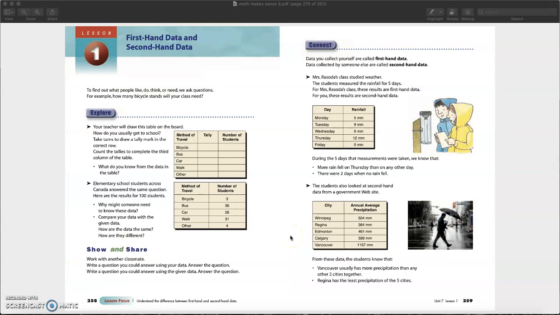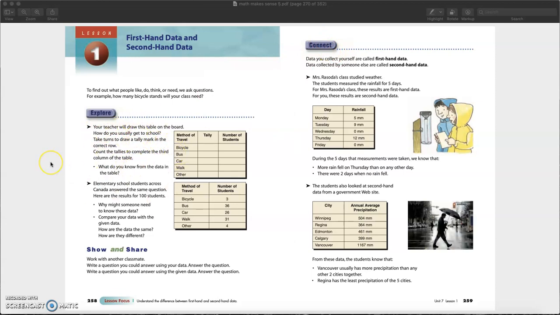Alrighty, so lesson 1, first-hand data and second-hand data. We're just going to break down what those two things are, and then I'm going to give you some practice questions, because practice questions are the easiest way to learn a simple concept. I like to start here with these examples.